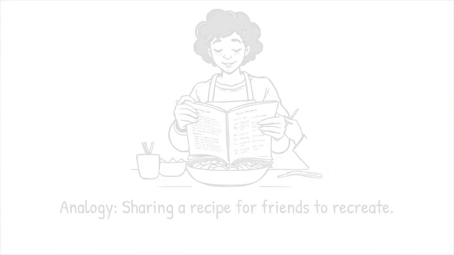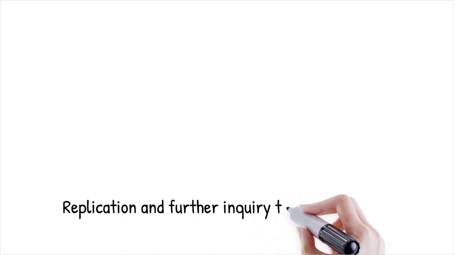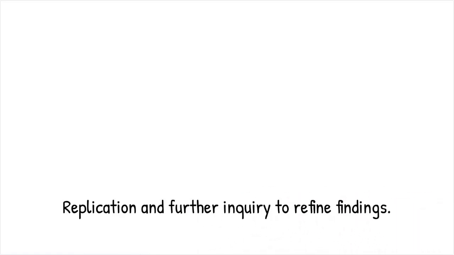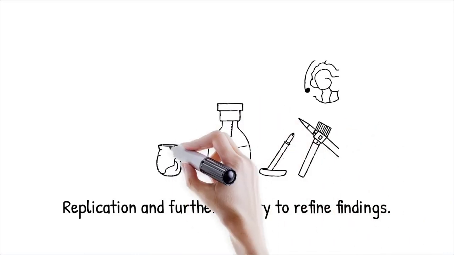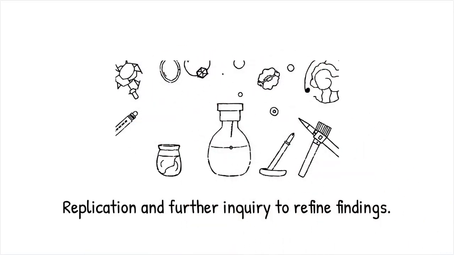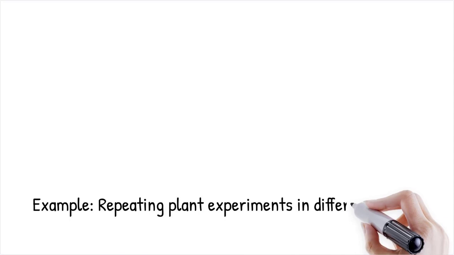Replication and further inquiry. The final step of the scientific method involves replication of the experiment and further inquiry to refine or expand upon the findings. Replication helps to confirm the reliability of the results and identify any anomalies. New questions often arise from the conclusions, leading to additional experiments and a deeper understanding of the phenomenon. This iterative process is fundamental to the self-correcting nature of science, continually building a more comprehensive body of knowledge.